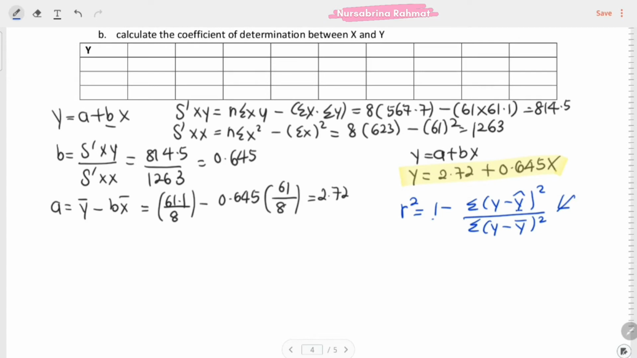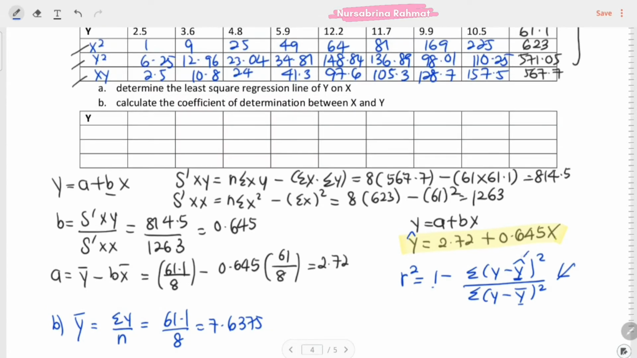So that means you need to find out what your Y is. This Y comes from your regression line, and then your Y bar. Y bar is your mean. For question B, the mean is simply the sum of Y divided by your N. So the sum of Y is 61.1 divided by 8, which equals 7.6375.